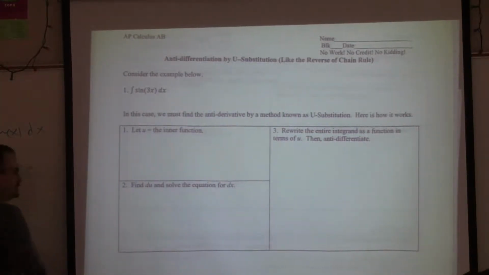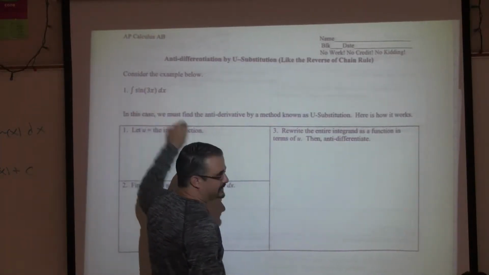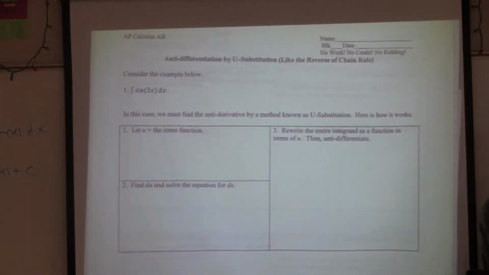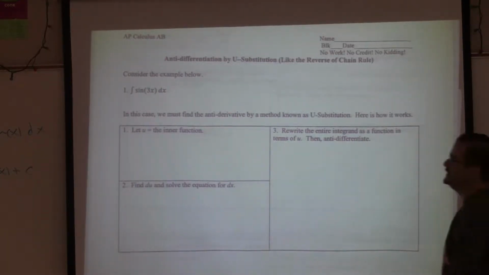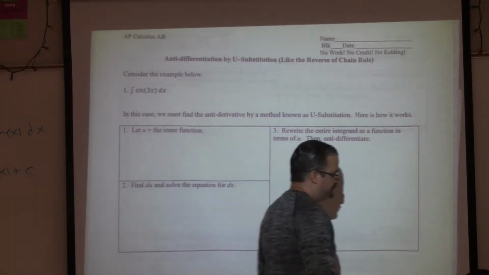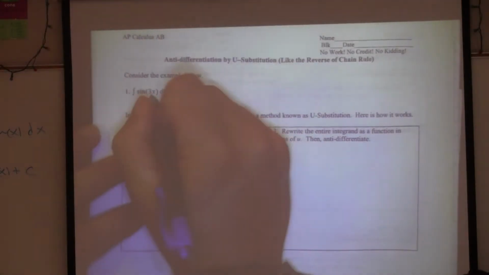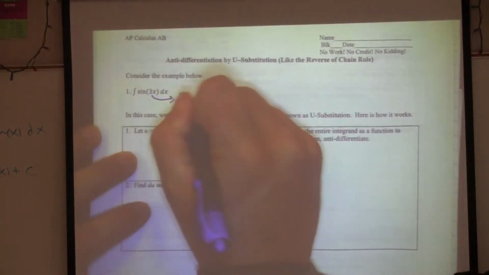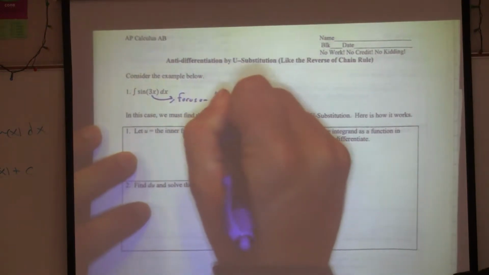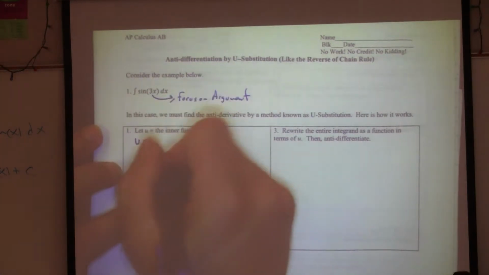Got it? So we gotta try to fix it so that this right here is not a 3x, but just one single variable, so that I can integrate it like normally. Okay? And that's where we do something called U-substitution. We're going to replace that 3x with the letter U. What you want to do is focus on that argument, and we're going to let U be that inner function 3x.